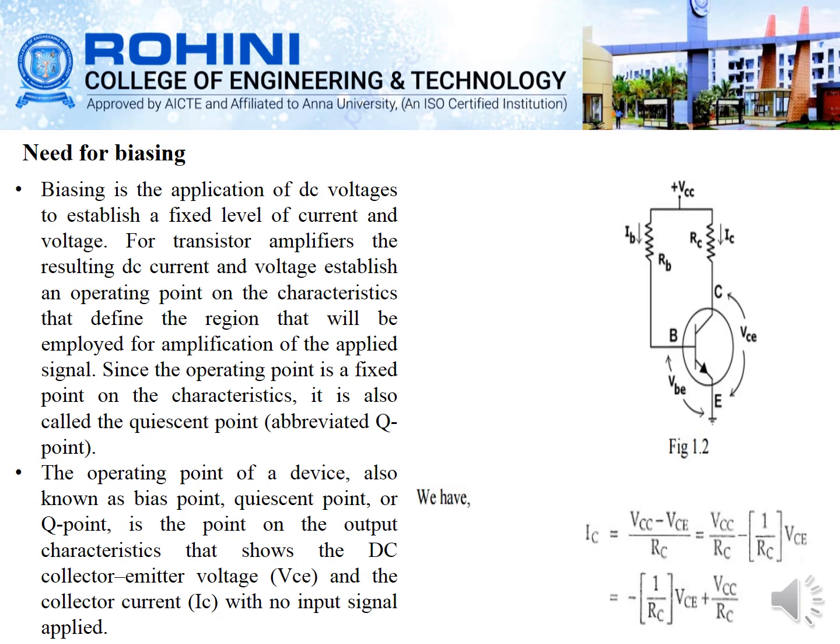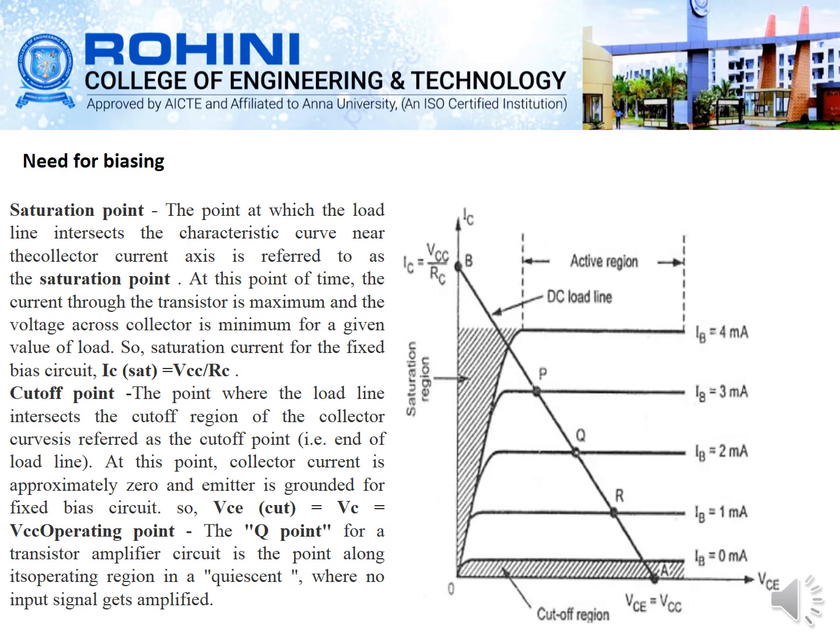If we apply KVL along the input side as well as the output side, first along the output side, we get IC equal to VCC minus VCE divided by RC, which can be written as IC equals minus 1 divided by RC into VCE plus VCC by RC. You can see the diagram of the saturation region, cutoff region, and also the active region. We need the transistor to amplify in the active region, so we have to fix this Q point to get a stabilized output and proper linear amplification.